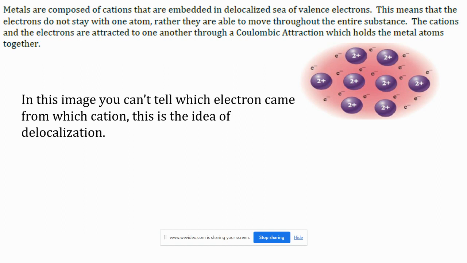So metals are going to be composed of cations that are embedded in a delocalized sea of electrons. It's the sea of electrons that's able to flow and move through here that makes metals capable of conducting electricity, because that electricity can flow through those negative charges. Okay? You can't really tell from this picture which electrons came from which cation. You just have no idea. And we can flow those electrons through. That's what electricity is. It's just movement of electrons. And then how hard you push it, essentially.